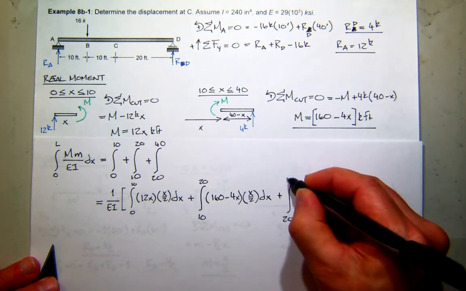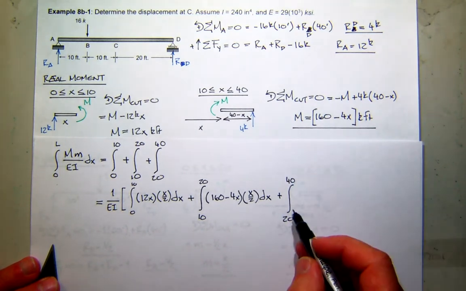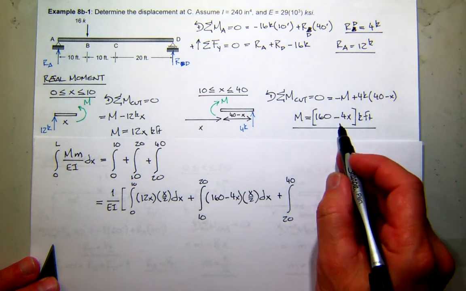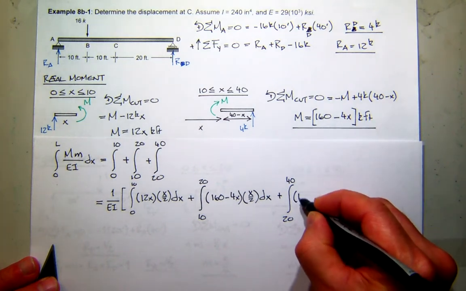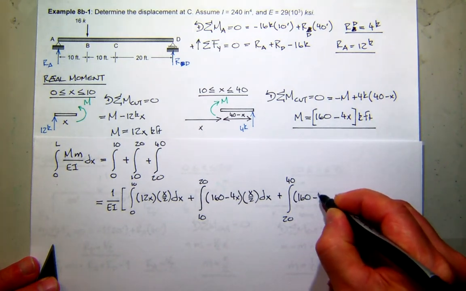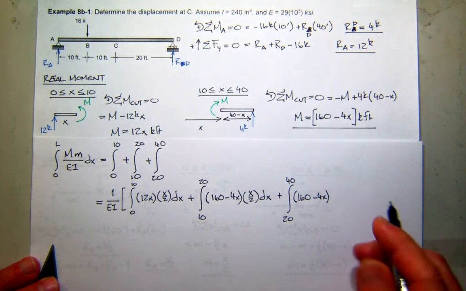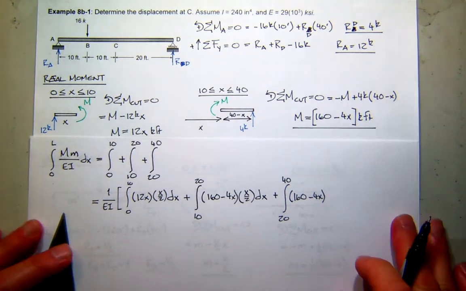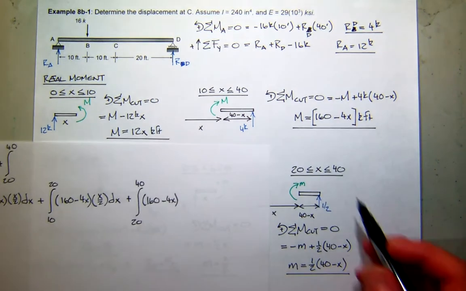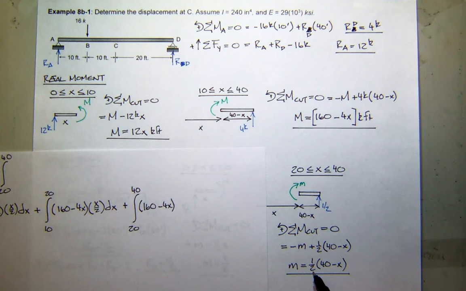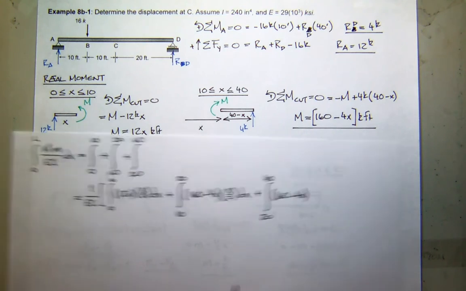from 20 to 40. What's the real moment from 20 to 40? This one. What's the virtual moment from 20 to 40? I'll slide over so you can see it. There it is: 1/2 (40 minus x).